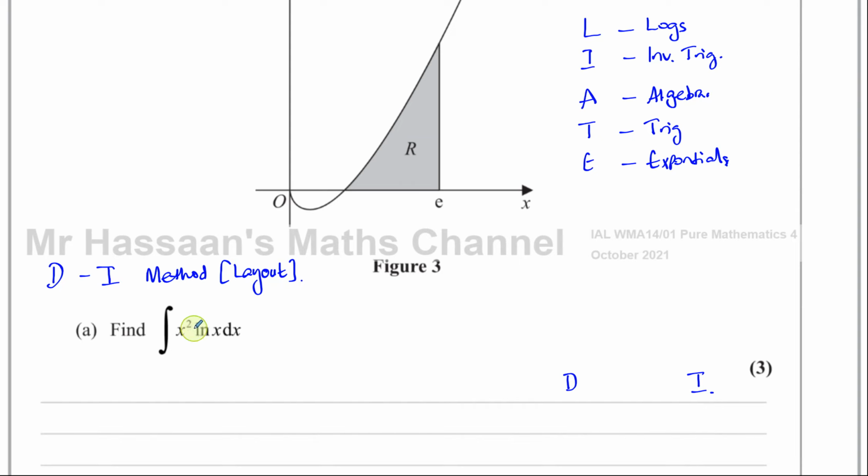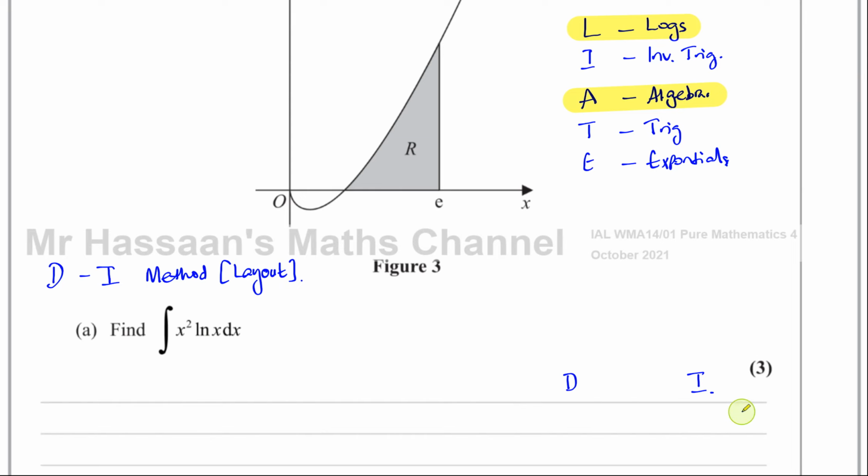So here we have a log expression and an algebraic expression. So the log has to be what takes precedence. It kind of makes sense because, normally you say, okay, x squared breaks down to something simpler, but the problem is we don't have an integral for ln x.